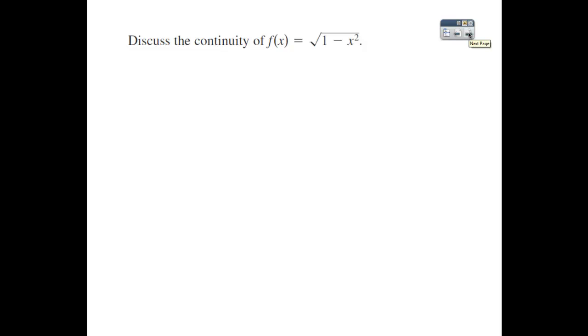Now we're supposed to discuss the continuity of f of x is equal to the root of 1 minus x squared. If you look at the graph of this, it's going to look like this. And there's 1, there's -1. All right, so the continuity of this graph is going to be from -1 to 1. And the way our book defines it, it is continuous on those endpoints. Okay, so it will include those endpoints.